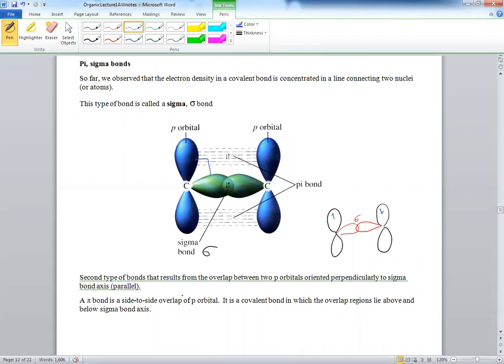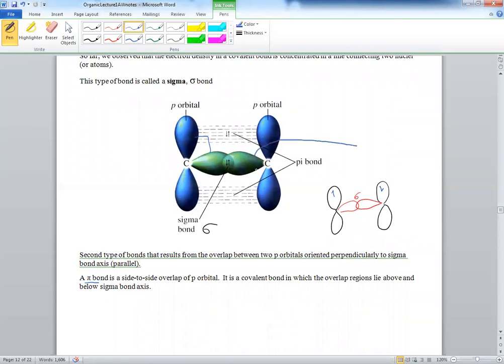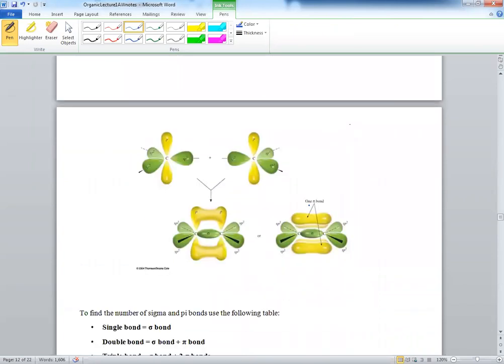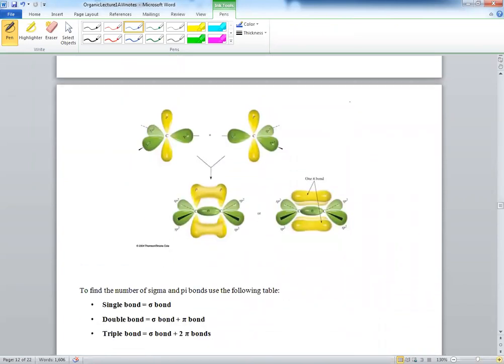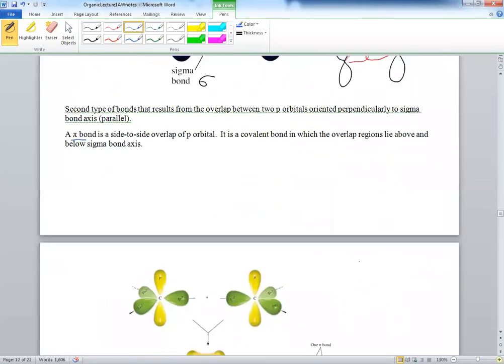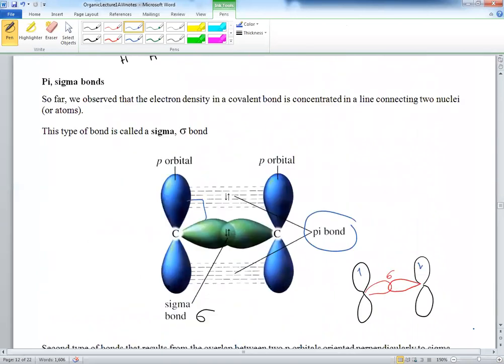These result also in an overlap, and this overlap is called a pi bond. Here it is, a pi bond. So again, a pi bond is the overlap above and below the sigma bond axis. Well, let's look at an example using graphics here, because no matter how hard I would draw this, graphics are going to give you a much better picture.